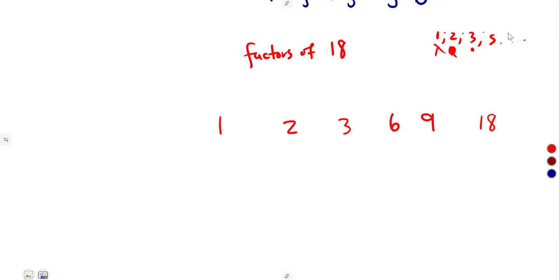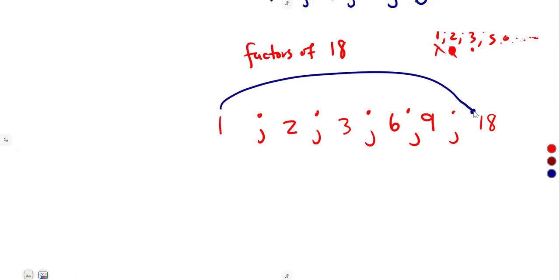We are not going to have 5, 6, 7, 8. Those are not factors, and if we check, it would be a repetition. So these are all the factors of 18. If you check the pairs, 1 times 18 is 18, 2 times 9 is 18, 3 times 6 is 18. So they are in pairs in that manner.